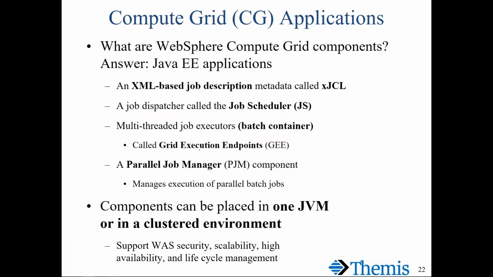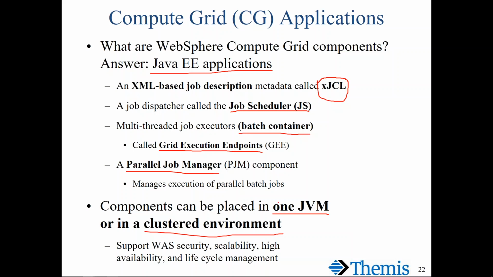These Compute Grid applications are made up of Java Enterprise Edition applications. IBM has incorporated XJCL, which is an XML-based approach to job control language. They have incorporated a job scheduler as well as the batch container, which is made up of grid execution endpoints, where those Java jobs can run and can be split into parallel jobs. There is automation along those lines. A parallel job manager detects and implements mechanisms to parallelize jobs in ways that it can configure as such. So instead of a single JVM, a clustered environment can be used, and that can increase those capabilities for scalability and parallelism.